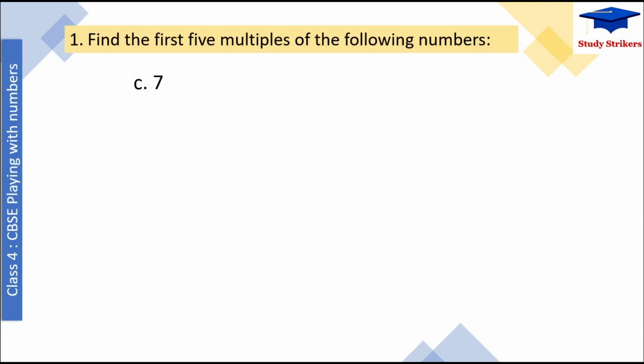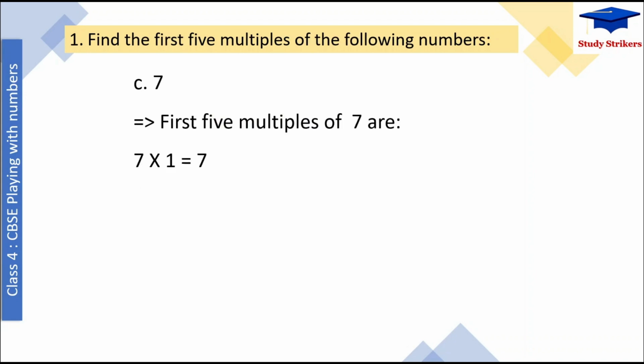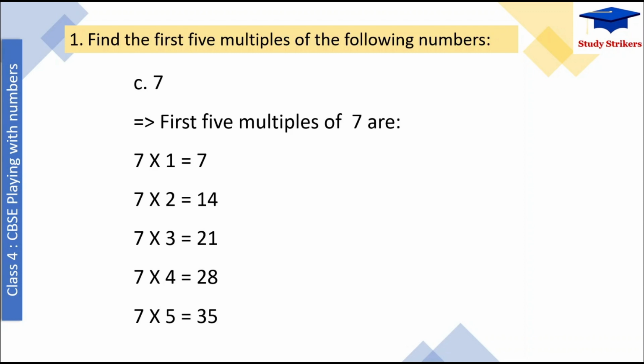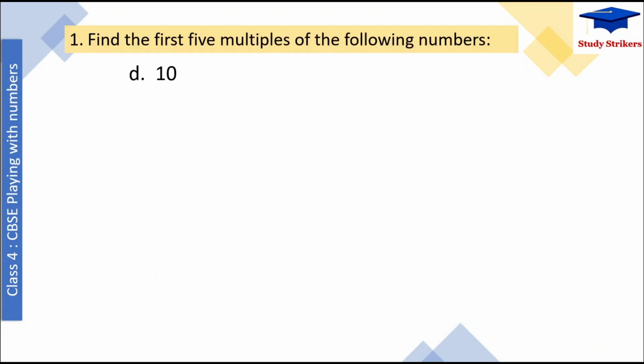Next we got 7 with us. So 7 into 1 equals 7, 7 into 2 equals 14, 7 into 3 equals 21, 7 into 4 equals 28, 7 into 5 equals 35. So here we got the first 5 multiples of 7. Let's see our next number.